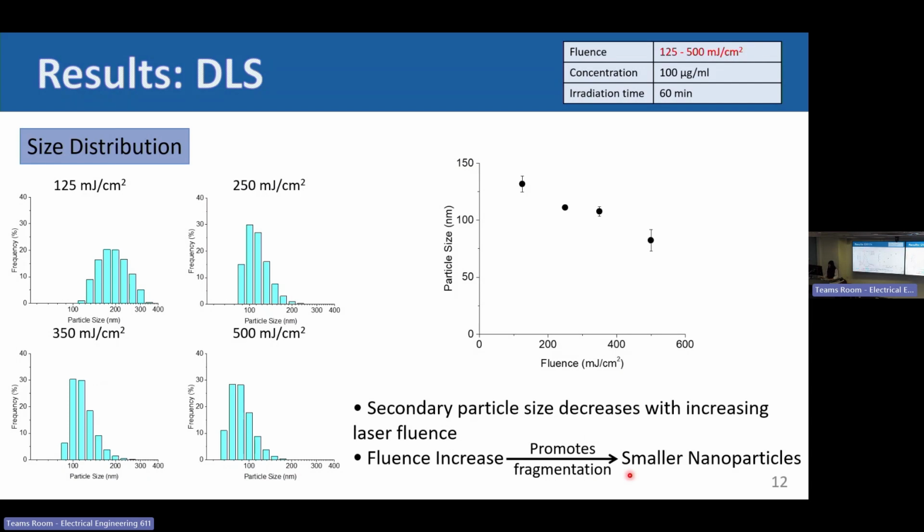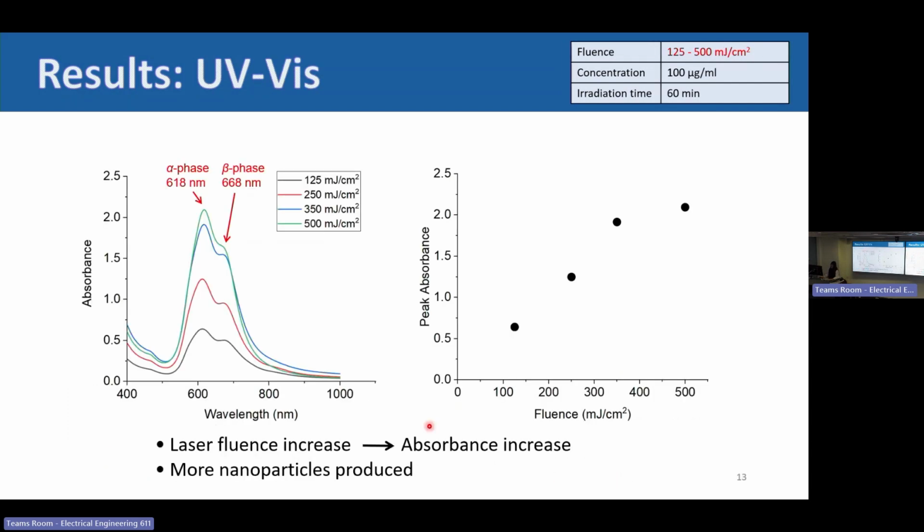And next is the UV-Vis result. We can see that it has two peaks at 618 nanometers and 668 nanometers, which is because it has two crystal structures, alpha and beta, and they have different absorption. And this is the peak absorbance as a function of laser fluence. We can see that as the laser fluence increases, the absorption increases, which means there are more nanoparticles produced with higher energy.